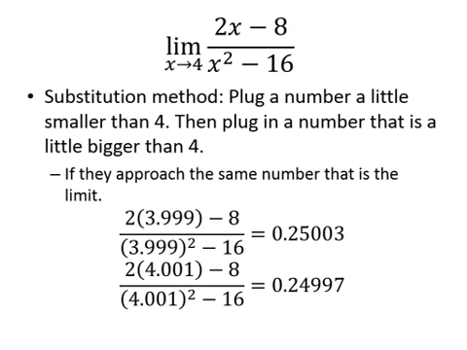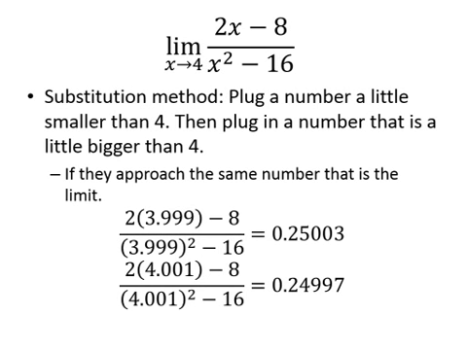Using this top one, one way you can do this is by the substitution method. The substitution method basically means you plug in numbers as close as you can to 4 into the function and see if it approaches a number. So if my number is 4, I'm going to plug in 3.999, a little bit below it, and 4.001, a little bit above it. When I do my calculation, I end up with just below a quarter and just above a quarter. I can assume that if I keep getting numbers closer and closer to 4, like 3.999999999 and 4.000000001, I would get closer and closer to 0.25.